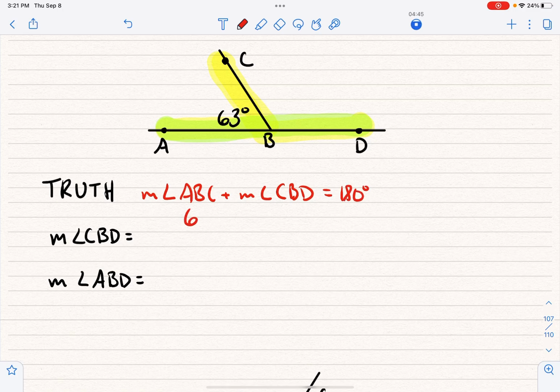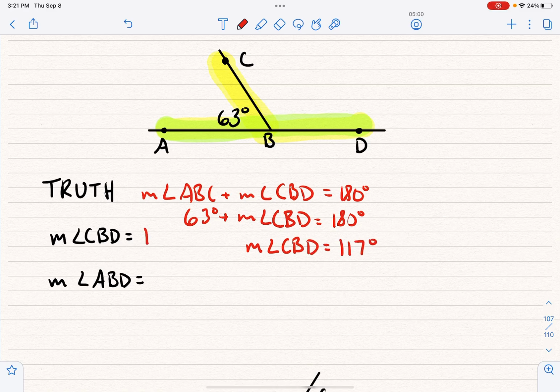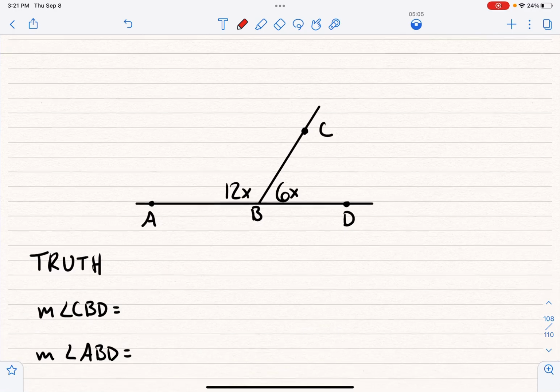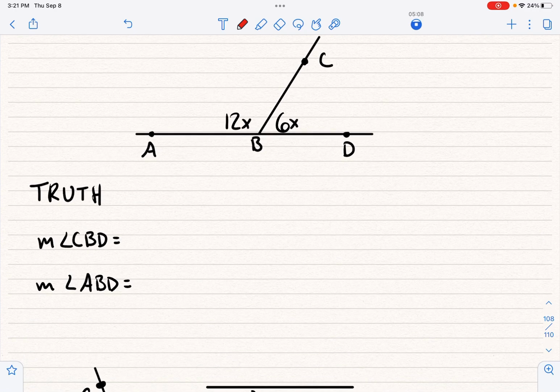Measure of angle ABC is 63. We subtract the 63 from both sides, and we get that the measure of angle CBD is equal to 117. Okay? So this is 117. ABD has got to be 180. All right. Next one, same problem. It just involves a little bit of algebra.